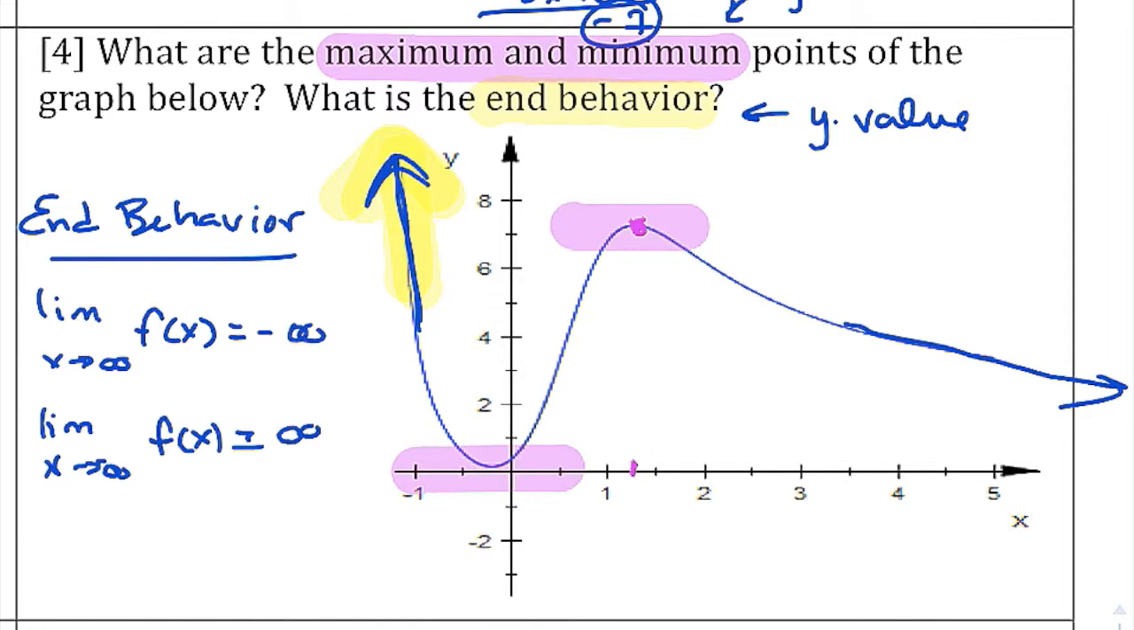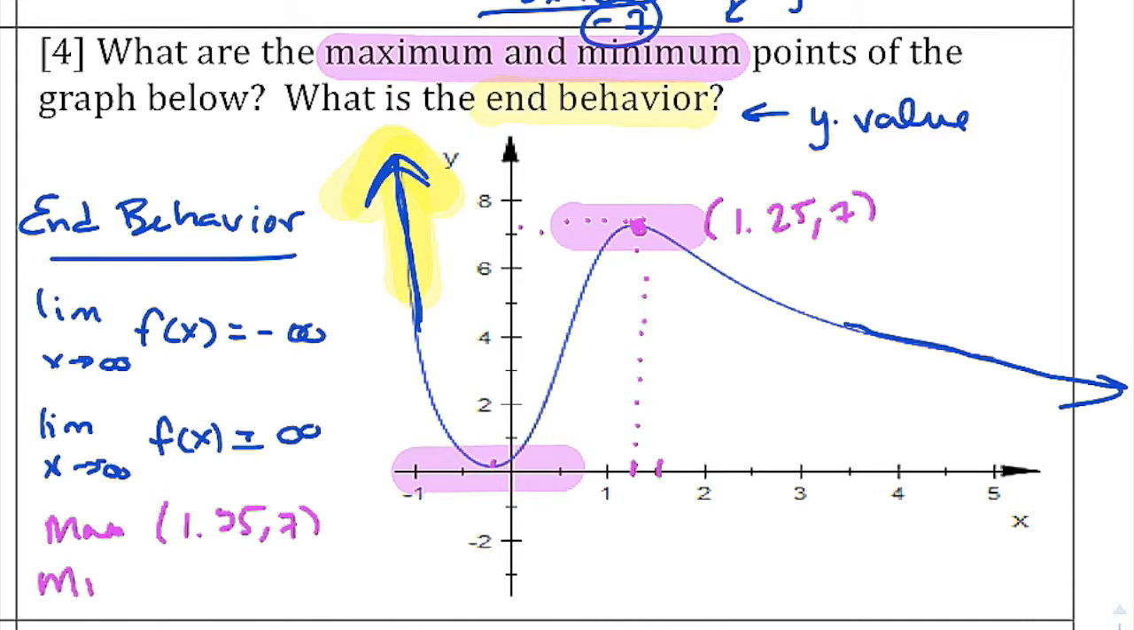So it looks like about right here on the x, about right here on the y, and so it would be fair to say this value is 1.25, because if that's a half, that's a quarter, and then it looks like 7. So it looks like we have a max at (1.25, 7), and our minimum is right here-ish. And so we can say we have a minimum, it looks like it's going to be about (-0.25, 0.25). Negative 0.25 and 0.25.